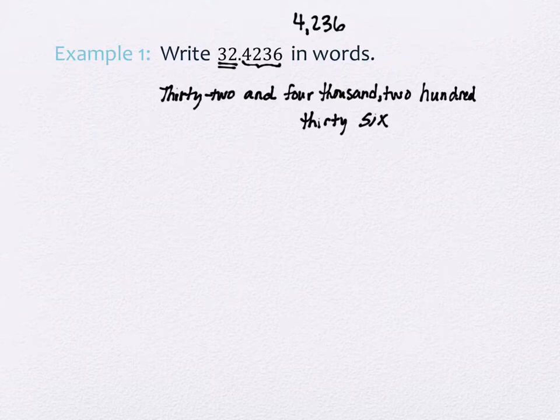And then at the very end, we identify the place value that our 6 is falling in. So the 6 is falling 4 decimal places to the right. So what is the language corresponding to that location? 10 thousandths. So we write that after this.